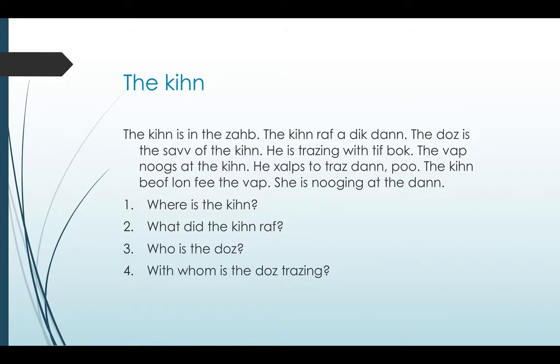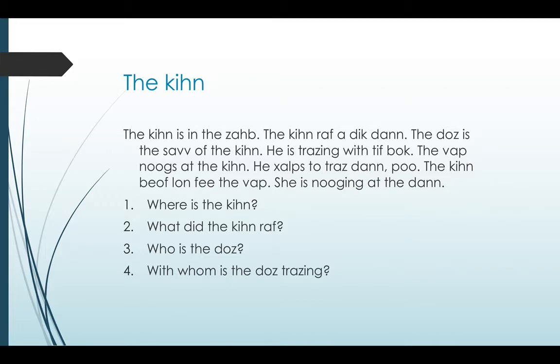Now, you may have no idea what I just read, what kin means, what zab means, what raf or dan or does or sav. However, I'm 100% sure that you can all answer these comprehension questions correctly. So if I ask you, where is the kin? Well, just look at the first sentence, the kin is in the zab. So your answer would either be the kin is in the zab or just in the zab, even if you don't know what zab means. Again, for question 2, what did the kin raf? Looks like a dan. That's what he raf. Okay, and so you could answer it.